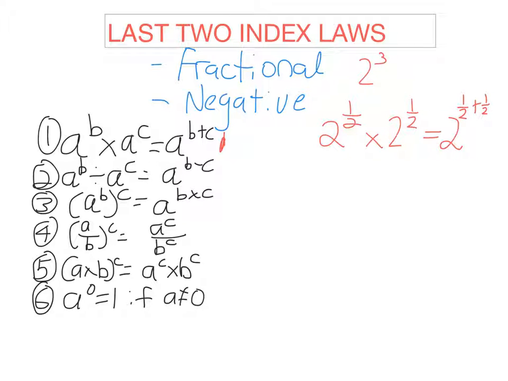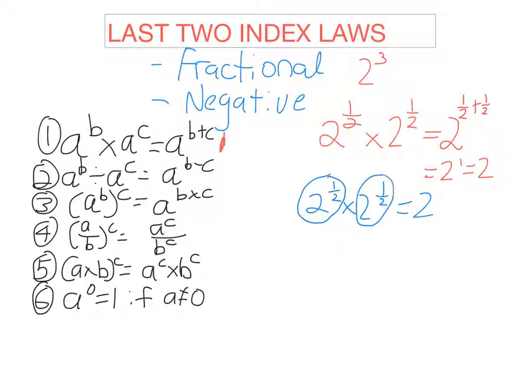Now 2 to the power of a half plus a half is just 2 to the power of 1, which is 2, right? So therefore, I'll write it again, 2 to the power of a half times 2 to the power of a half equals 2. But this means that we're multiplying a number by itself to get 2. Now, there is only one such number for which that's true. There is only one number that you can multiply by itself to get 2. I should say there's one positive number.